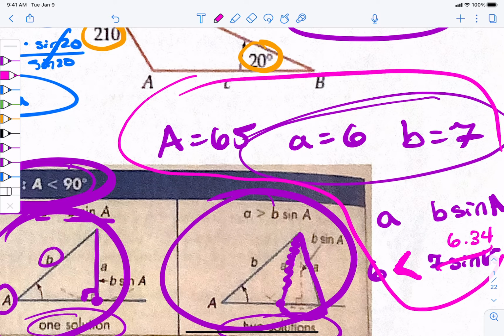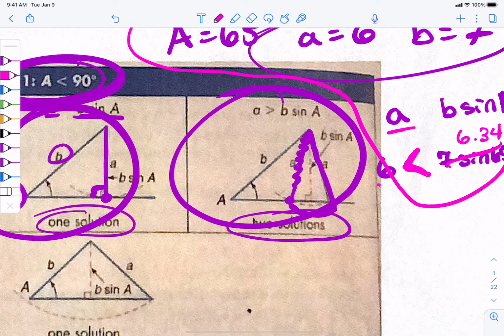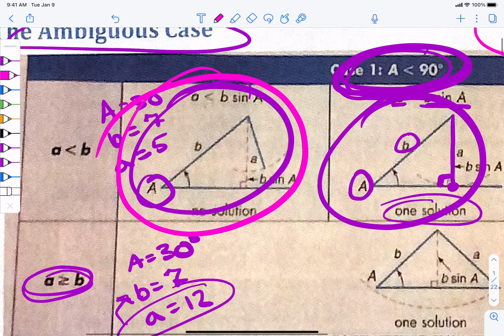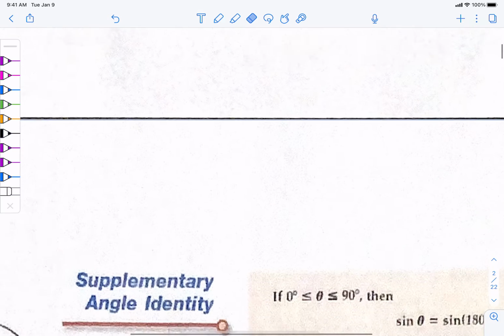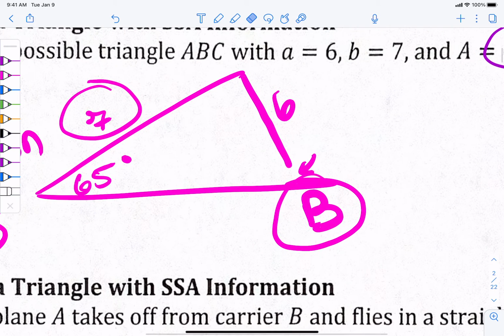What? No, there's no solutions, because a is a value of 6 and b times sine of A is 6.34. So we have this scenario going on: a is less than b times sine of A, which means there's no solutions. That triangle's not coming together. It ends up looking like this because this side of 6 is shorter than this side of 7. So that's not going to work.